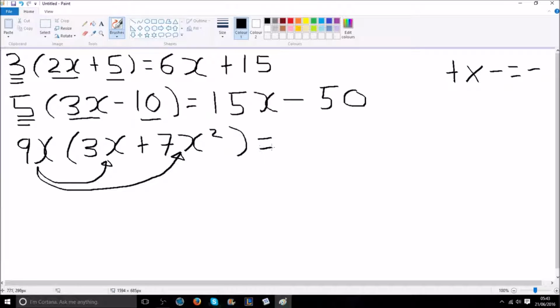I just did it with arrows this time, just to make it different in case you didn't understand it the first time. So what we do is we do 9x times 3x. Before we start, we first have to do the number times the number. So 9 times 3 gives us 27. And then we do x times x, which is x squared.